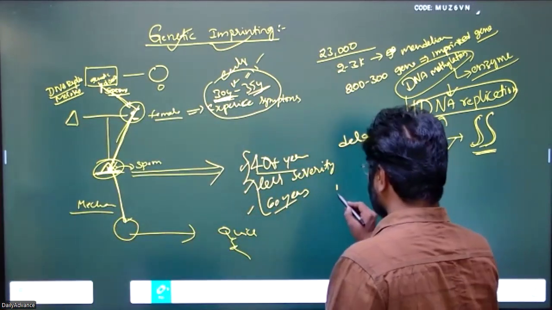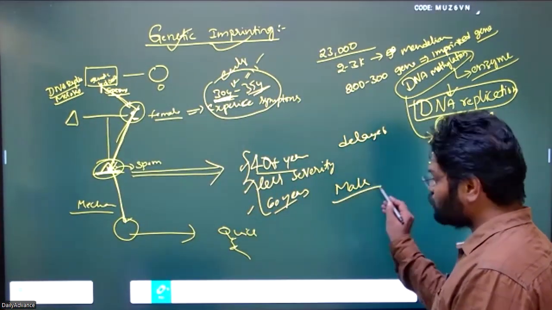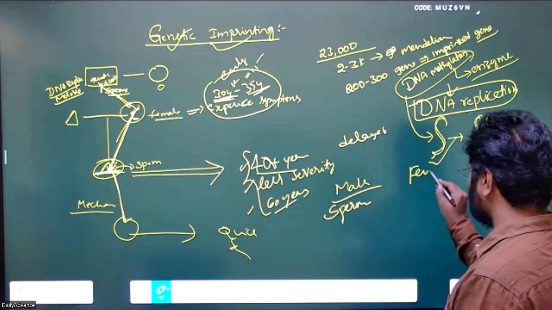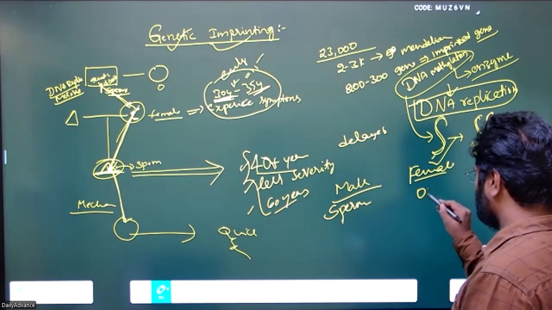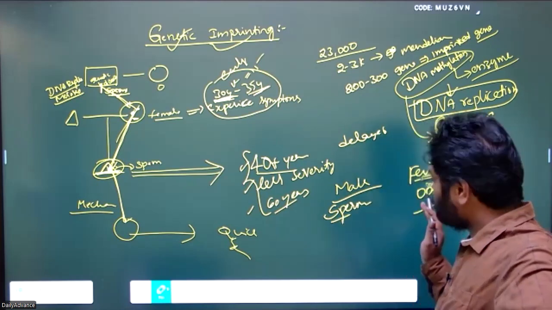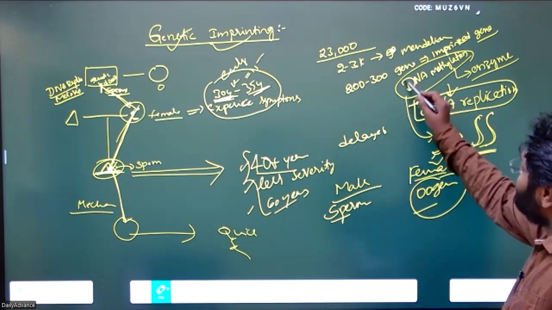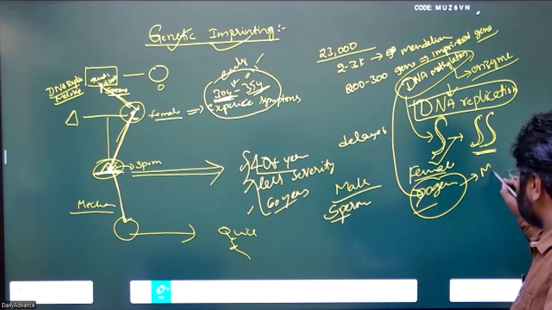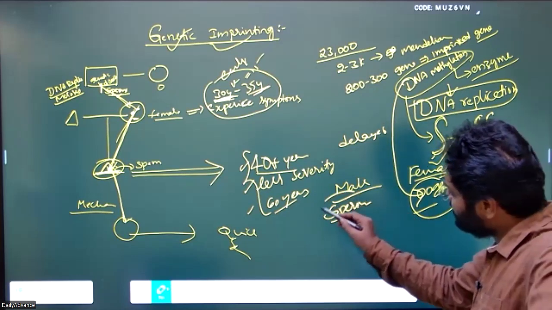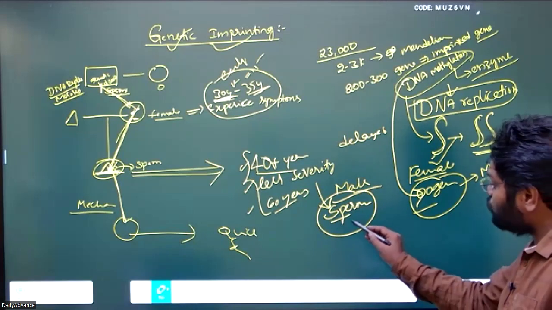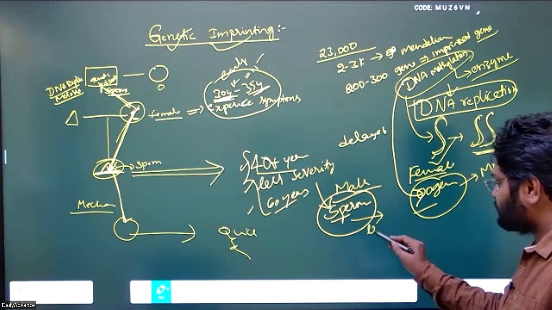So in human beings, in males we call it spermatogenesis, and in females we call it oogenesis. But these two are meiosis only. So in females the DNA methylation enzyme quantity is more. The same DNA methylation occurs in the male, but the total quantity is less.